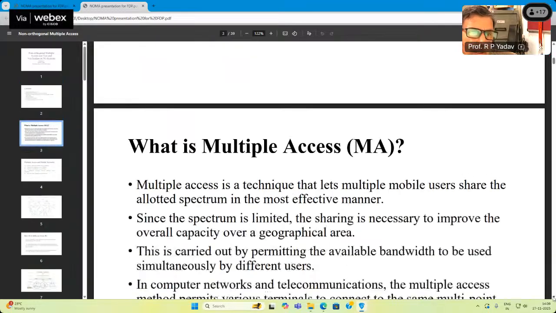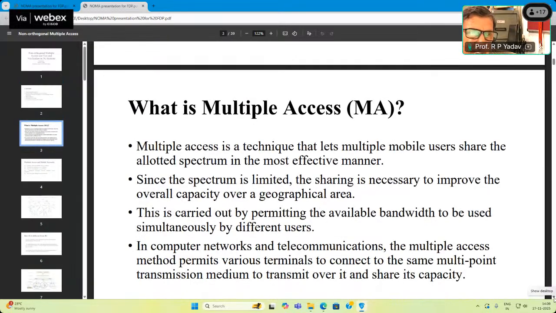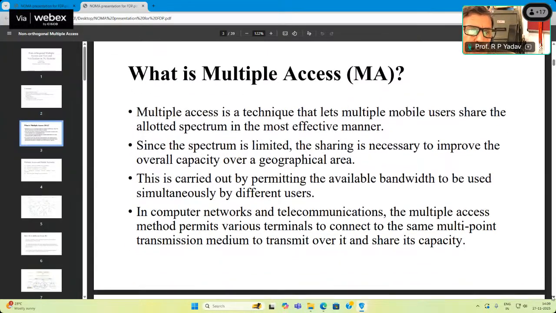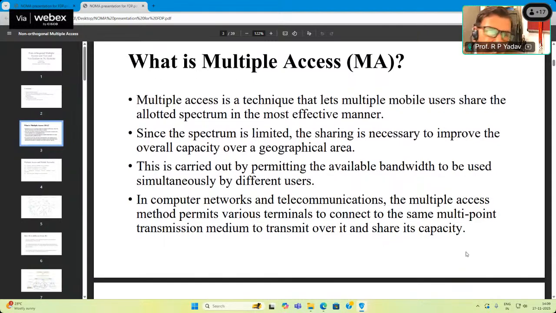What is multiple access? How do you define multiple access? Multiple access is a technique that lets multiple mobile users share the allocated spectrum in the most effective manner. Why multiple access? Because the spectrum is limited and sharing becomes necessary to improve the overall capacity over a geographical area, more so in mobile users.